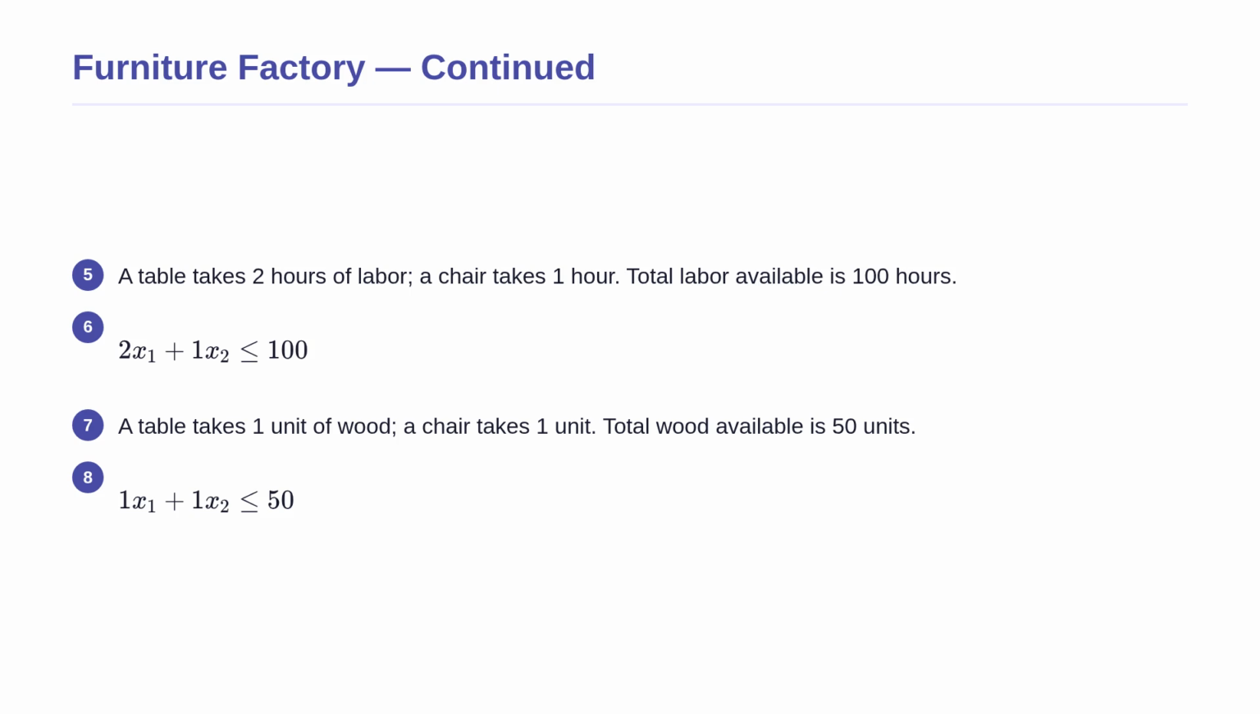Next, we write the constraint for the wood supply. Each item uses exactly 1 unit of wood, and we have 50 units available. Therefore, 1 times X1 plus 1 times X2 must be less than or equal to 50. This keeps our mathematical model grounded in physical reality.